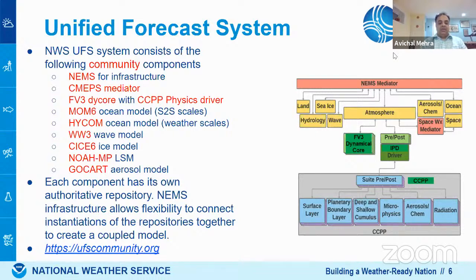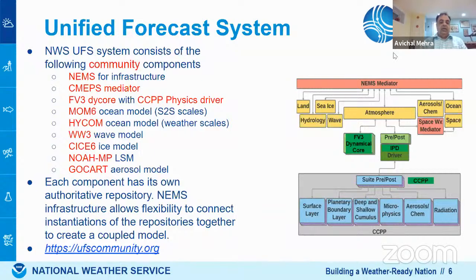We have the MOM6 ocean model for S2S. For now, we have the HYCOM ocean model for weather scales. The wave component is from WaveWatch 3. Sea ice is CICE6. We've chosen Noah-MP as our land surface model, and we'll be using GOCART for aerosols.